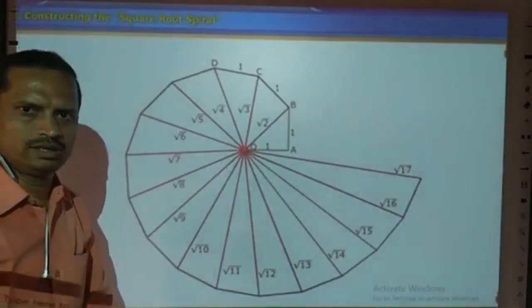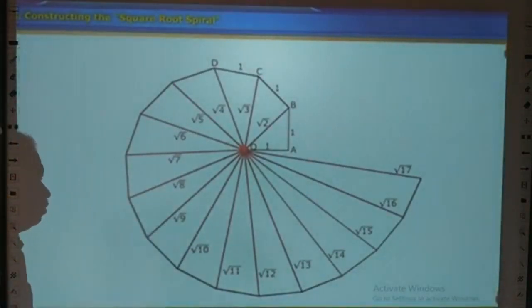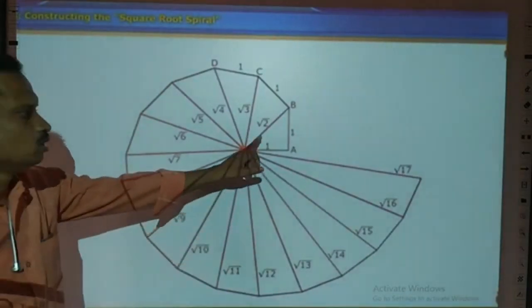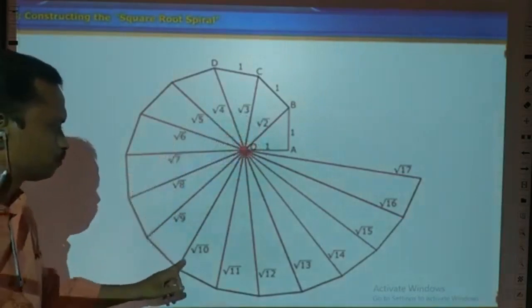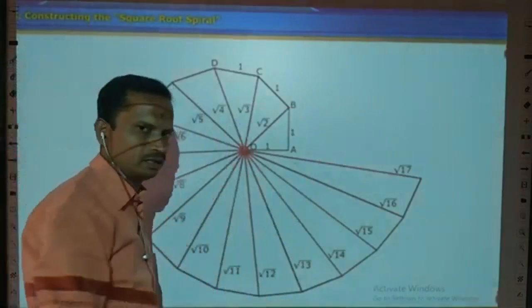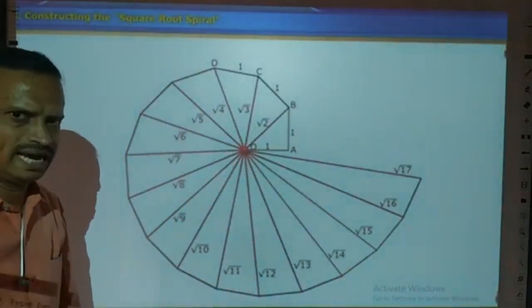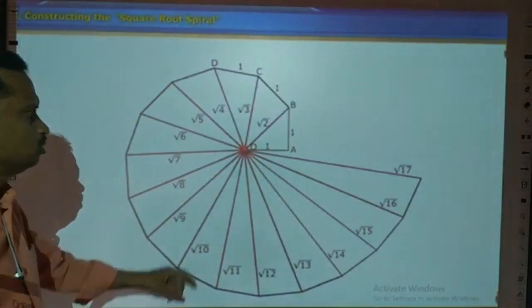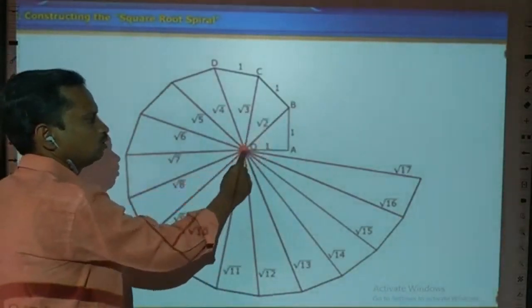And now children, you can easily see the square root spiral from root 2, root 3, and it proceeds up to root 17. So this is the square root spiral. This is why I already asked you to prepare it as an activity. So you see first how they construct root 2 from O.